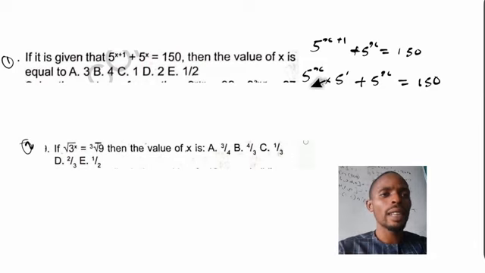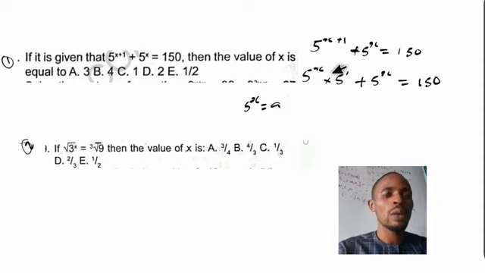To make it easy, note that we have 5 raised power of s here and 5 raised power of s here. Some of you, when you get to this place, find it difficult to solve. The best way is this: since 5 raised power of s is common to both terms, let's say 5 raised power of s is equal to a.